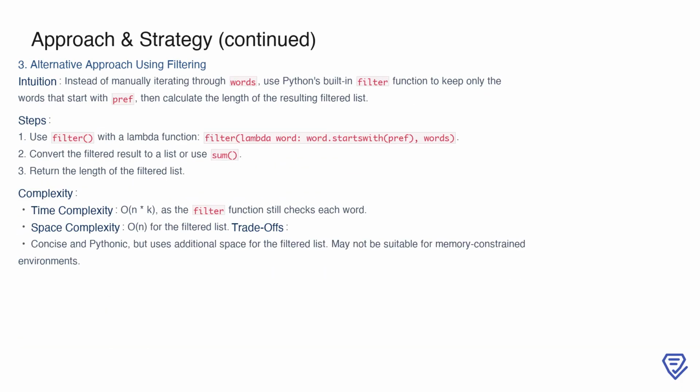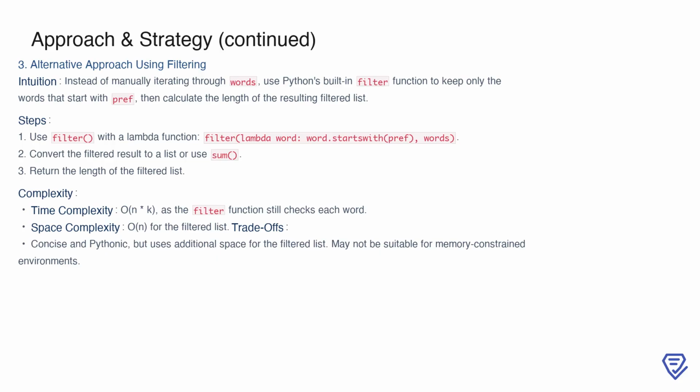Another alternative we could consider is using Python's built-in filter function. This approach leverages the functional programming paradigm to simplify the process. Instead of manually iterating through the words, we use filter, along with a lambda function to keep only the words that start with the prefix. We can then calculate the length of the resulting filtered list or use sum to count the matches. The time complexity remains O(n * k), since the filter function still has to check each word, and the space complexity increases to O(n), because the filtered list is stored in memory.